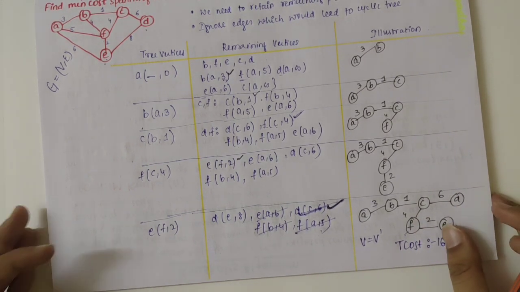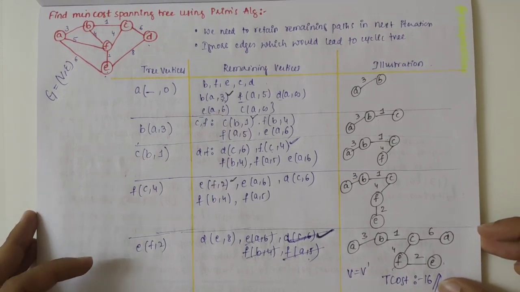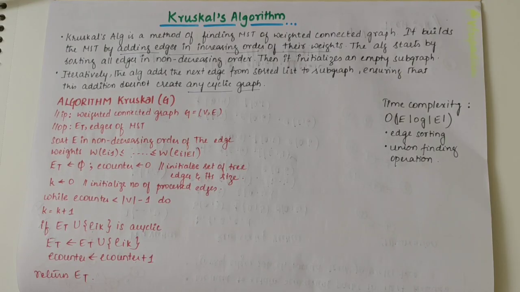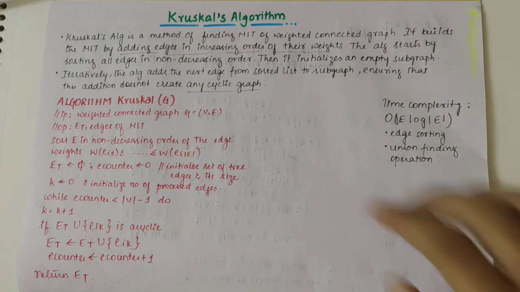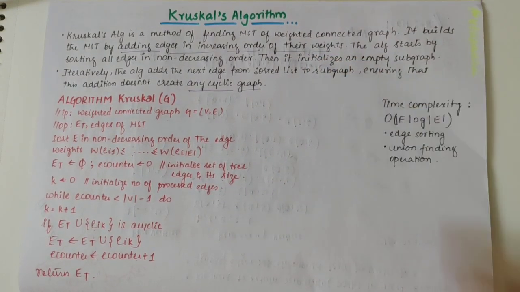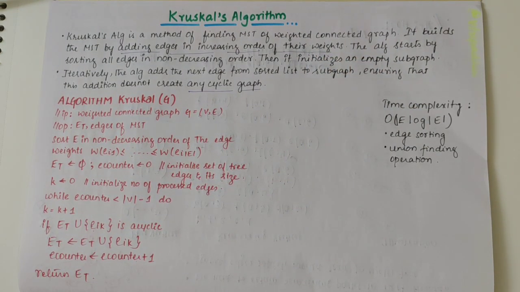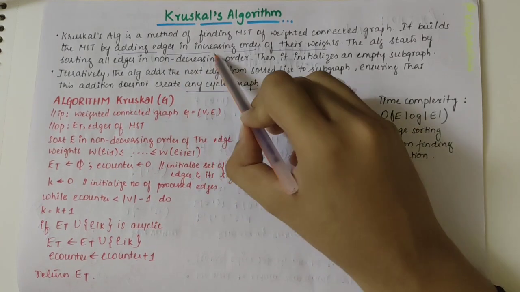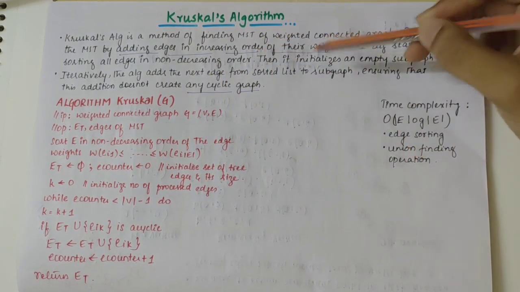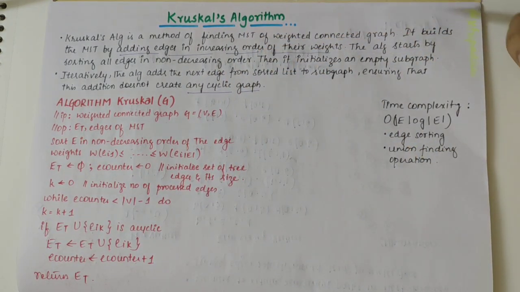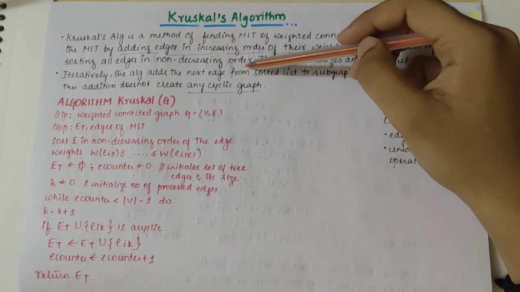So this was about Prim's algorithm. If you have any doubt, now let's continue with Kruskal's algorithm. Kruskal's algorithm is a method of finding the minimum spanning tree of a weighted connected graph. It builds the minimum spanning tree by adding edges in incremental order of their weights. The algorithm starts by sorting all edges in non-decreasing order.